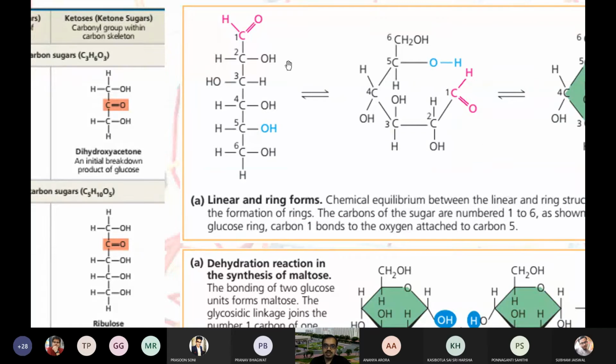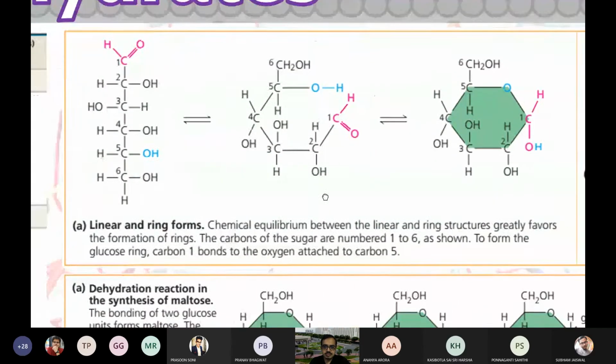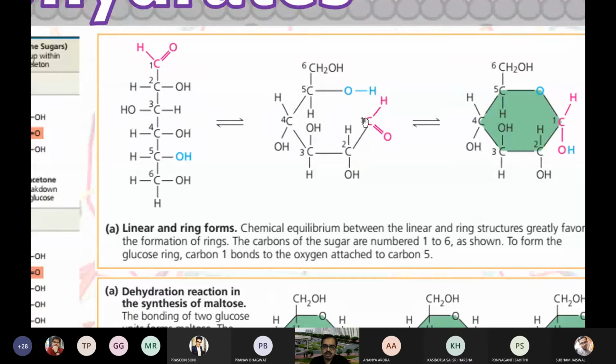What is this ring? Does it end and close with the complete carbon? No, it doesn't close with a carbon. From carbon 1 to carbon 6, it doesn't make a closed ring. What it actually makes is, carbon 1, the carbonyl group tries to react to the 5th carbon OH. Okay, so what will happen?